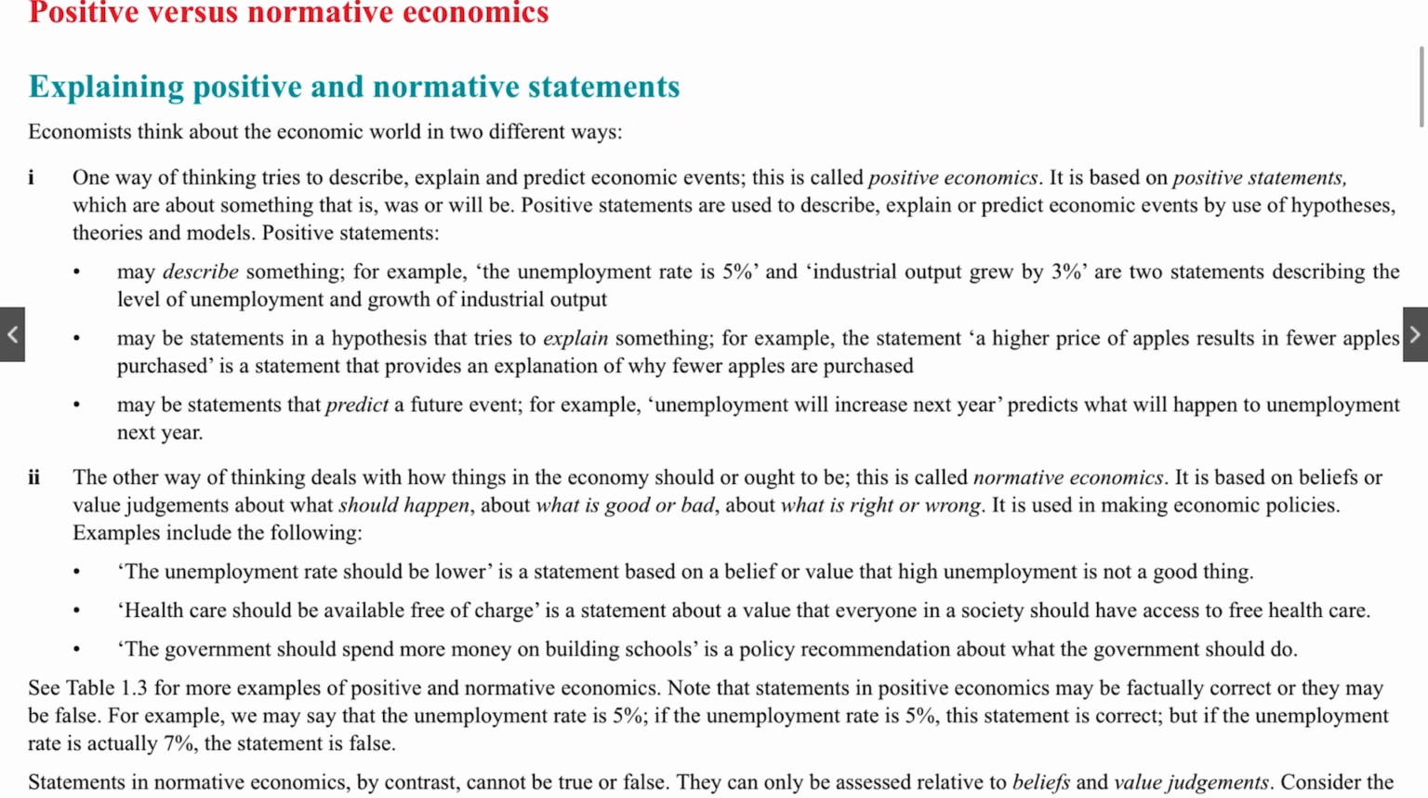Then we have a hypothesis. For example, a higher price of apples results in fewer apples purchased. This again is very specific and provides a prediction or hypothesis. And then the next one that the book gives is prediction: unemployment will increase the next year. This is a very specific prediction about what will happen, or that is, was, etc.